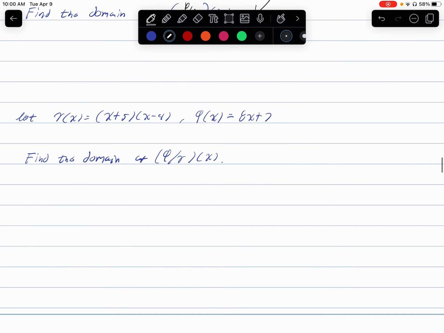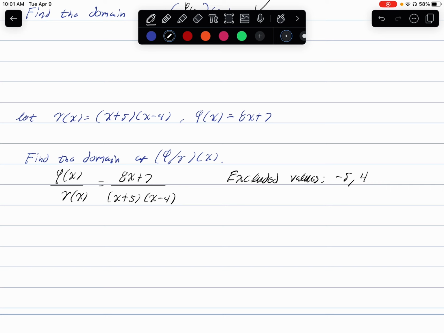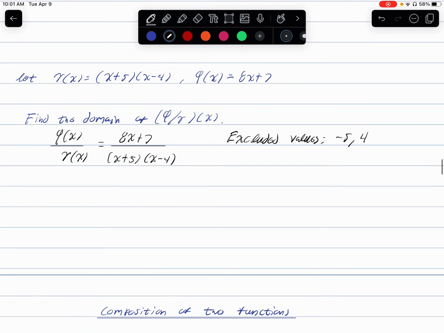First let's write phi of x over gamma of x. That's going to give us 8x plus 7 over x plus 5 times x minus 4. So what are our excluded values here? Well, our excluded values are going to be whatever makes either of these factors equal to 0. That's going to give us negative 5 and positive 4, they're both excluded values here. So we have to write our domain in terms of those.